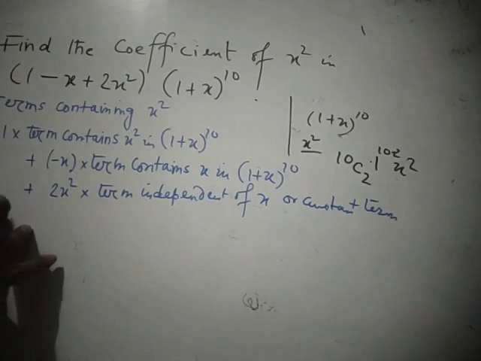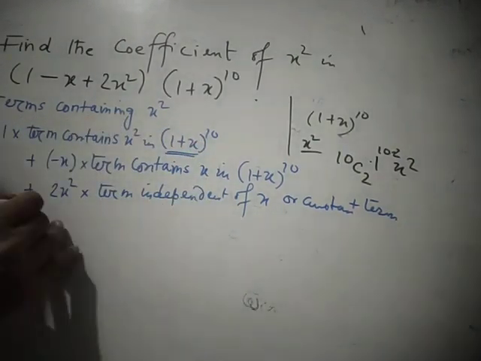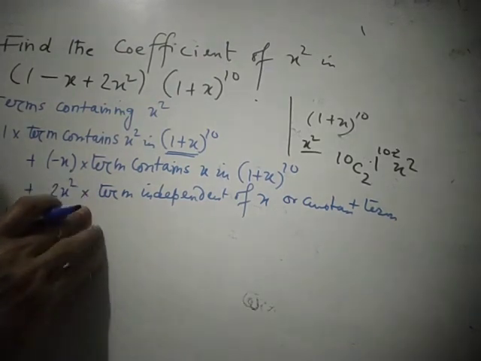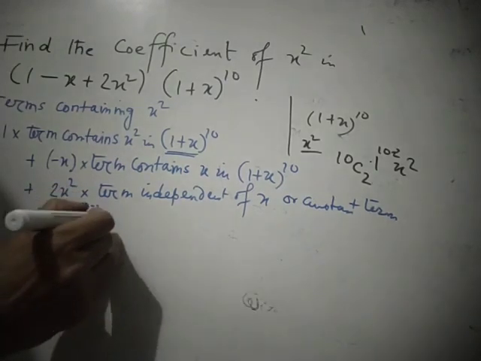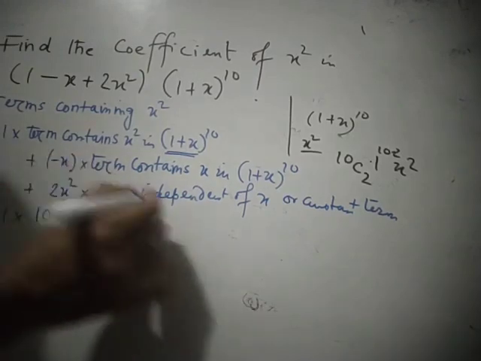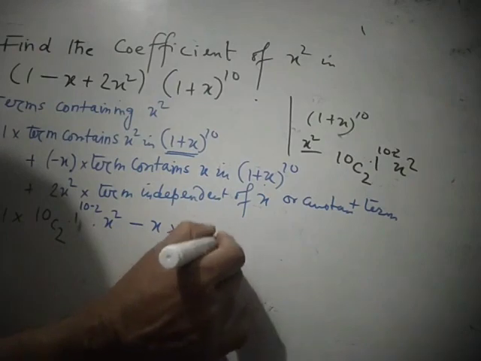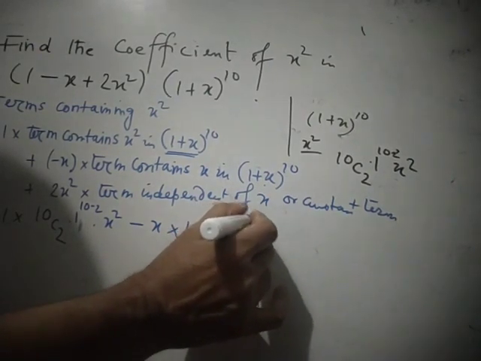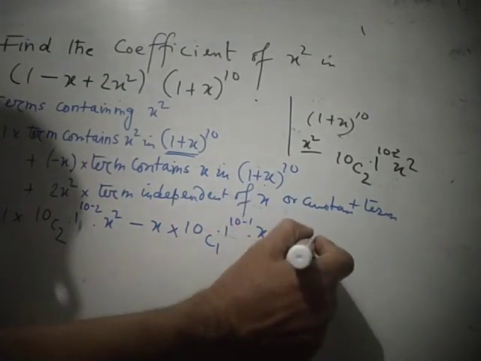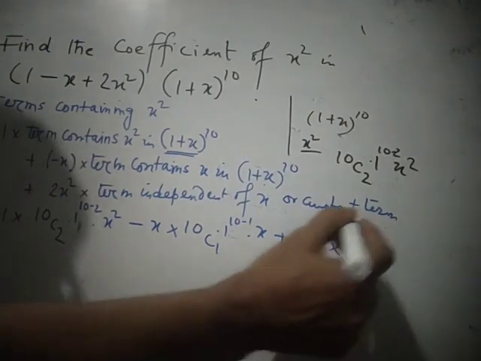Now here we get these three terms in this series. Now we have to get all the terms containing x square one by one. 1 into the term containing x square in (1 plus x) whole to the power 10 is 10c2 into x square, since 1 to the power 10 minus 2 is 1. Minus x into the term containing x: that will be 10c1 into x. Plus 2x square into the independent term of x, that is the first term, 1 to the power 10.